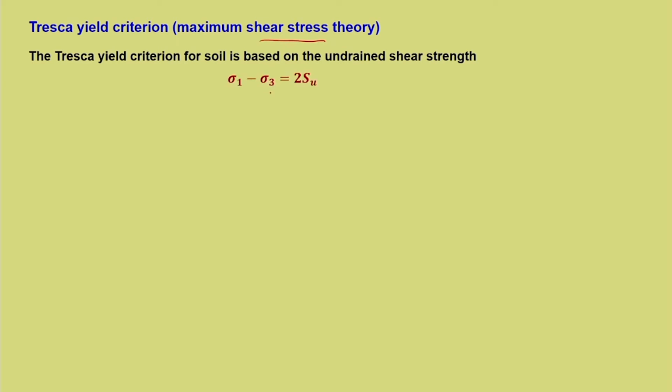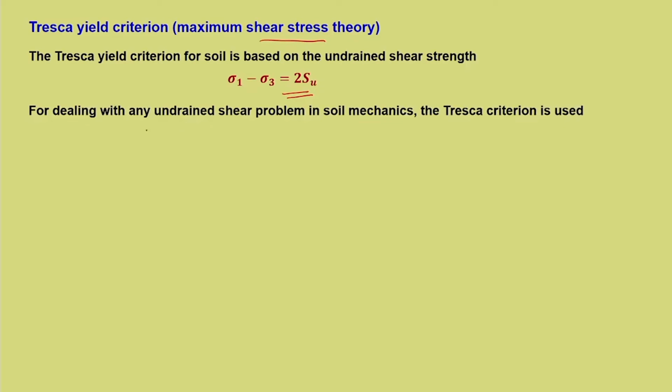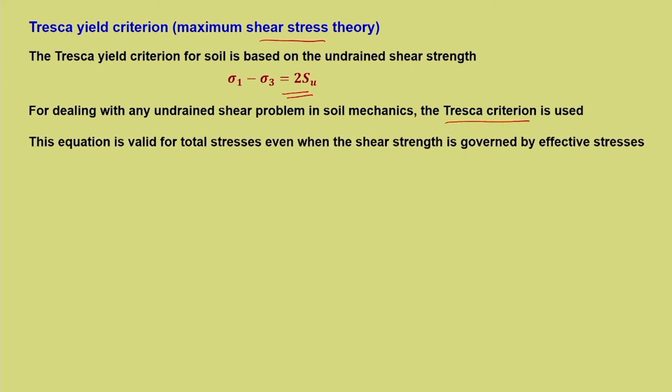So, sigma 1 minus sigma 3 is equal to 2 SU. So, when the stress condition approaches SU, it is found that the soil would yield. For dealing with any undrained shear problem in soil mechanics, the Tresca criterion is used. This equation is valid for total stresses even when the shear strength is governed by effective stresses.